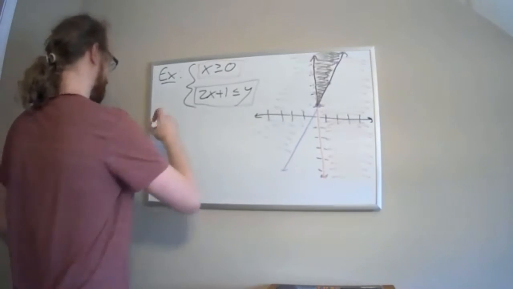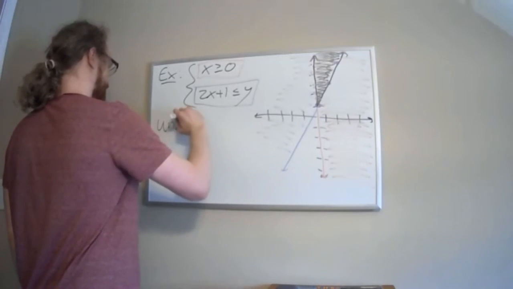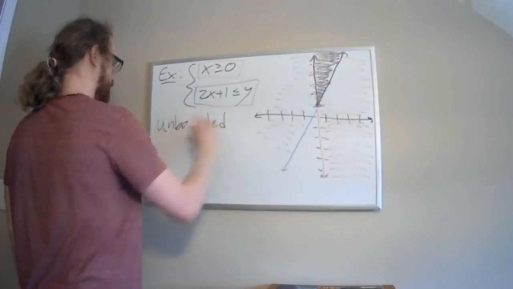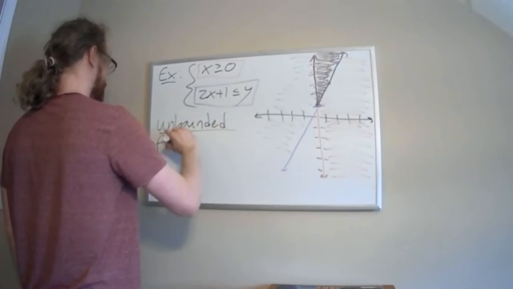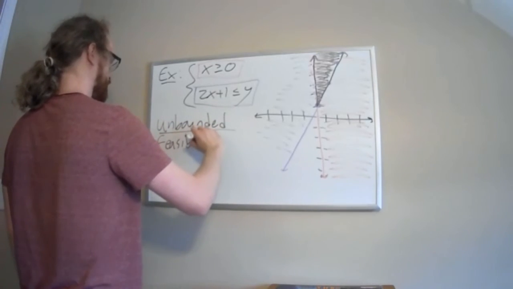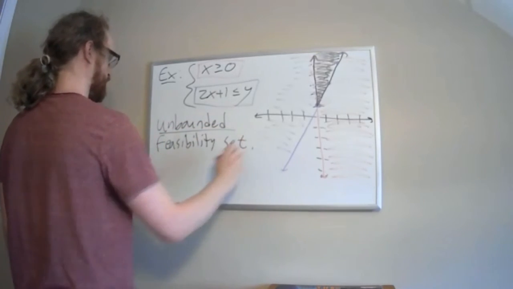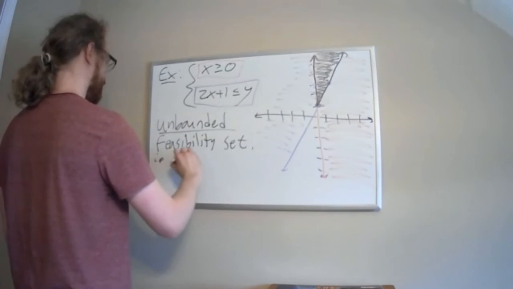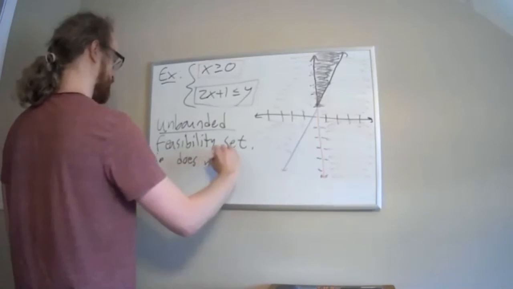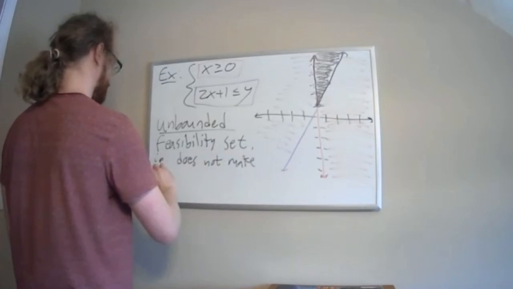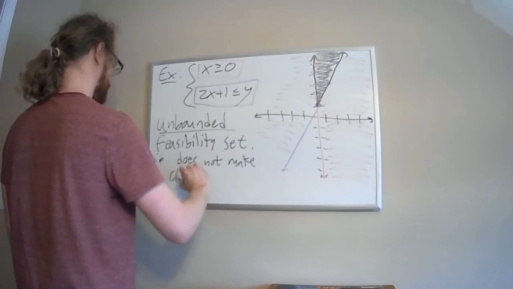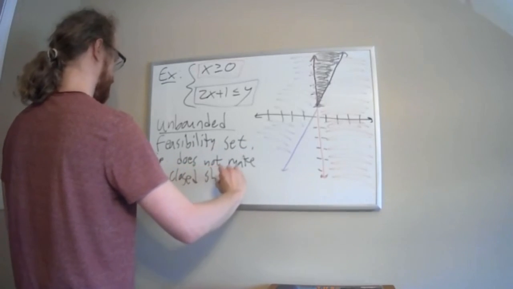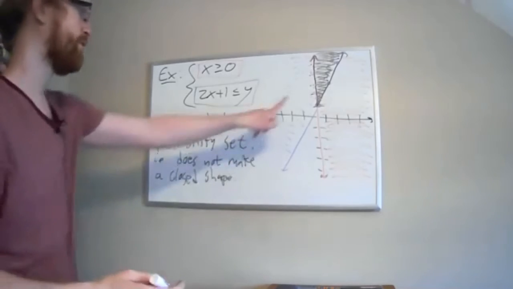It's unbounded. An unbounded feasibility set, i.e., it does not make a closed shape. It goes off forever in some direction. In this case, it goes off forever up here.